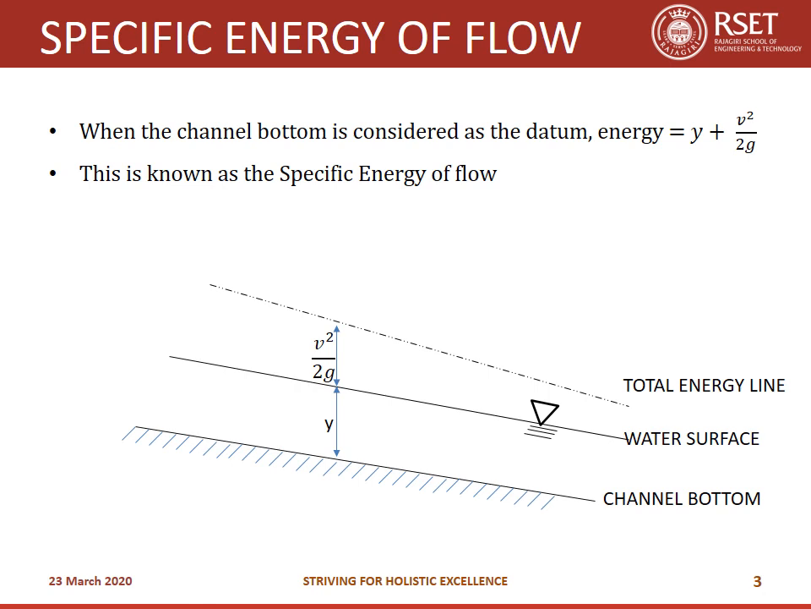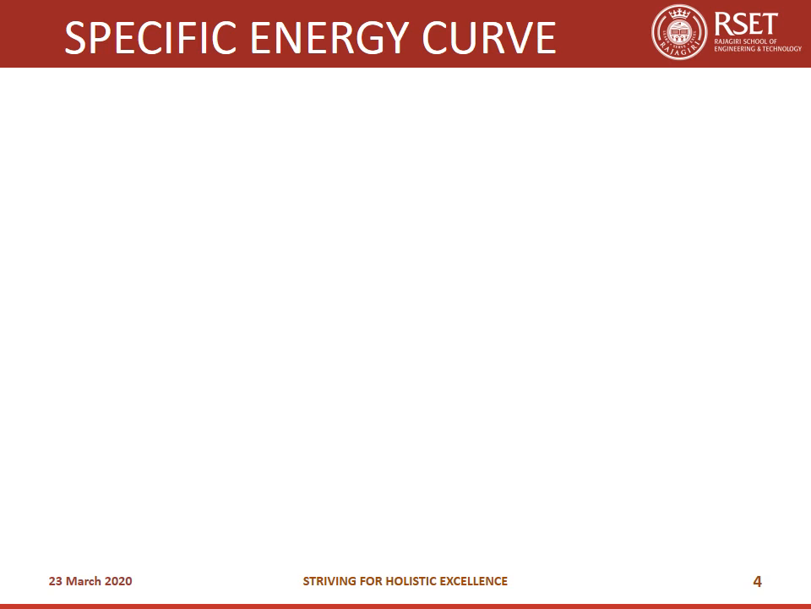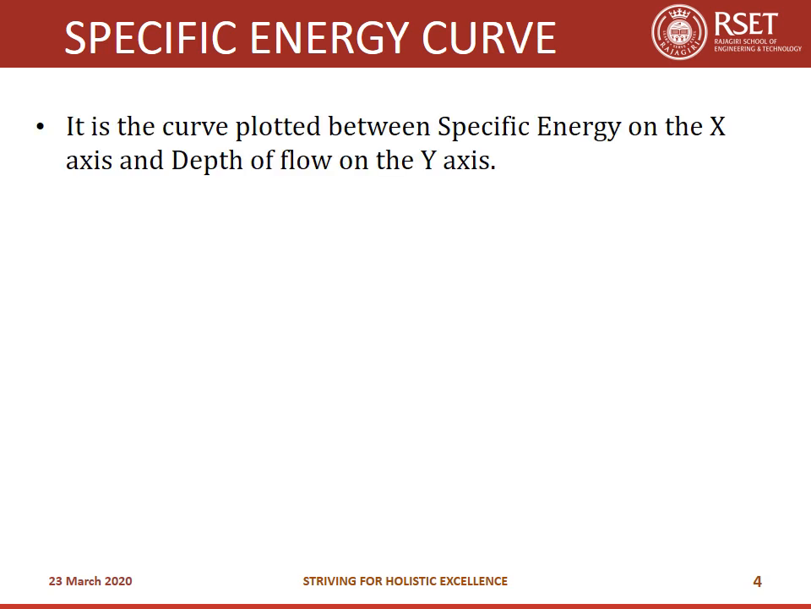Now what is important is the specific energy curve. So what is the specific energy curve? It is a curve plotted between specific energy on the x-axis, that is Y plus V squared by 2G, and the depth of flow on the y-axis, which is Y. So specific energy is given by Y plus V squared by 2G.